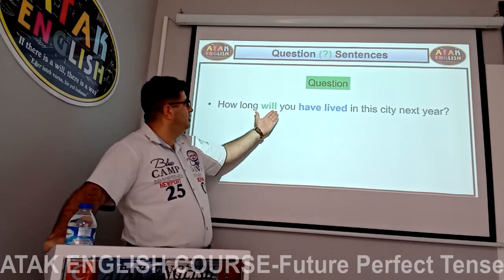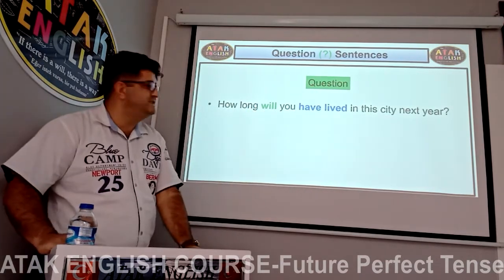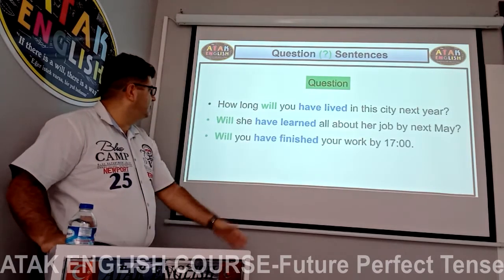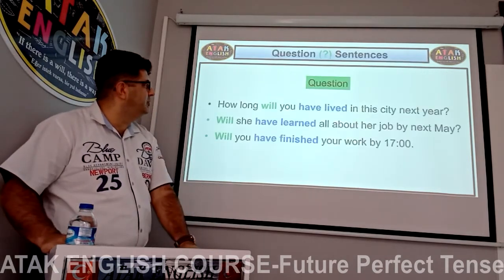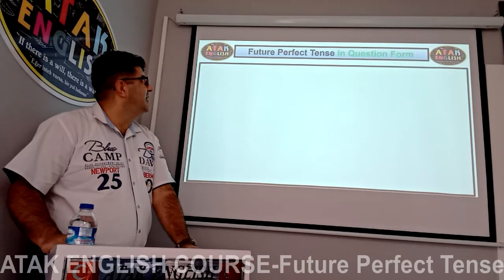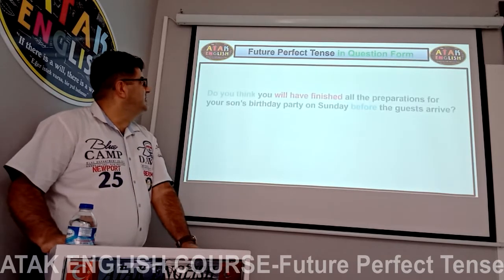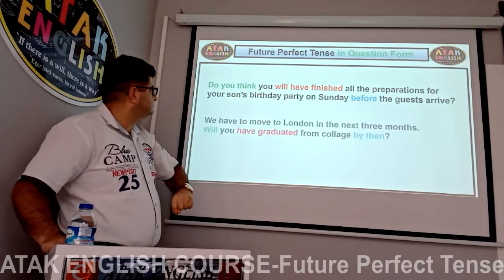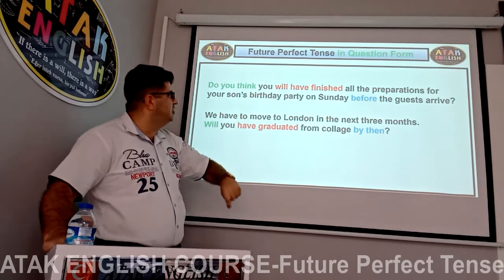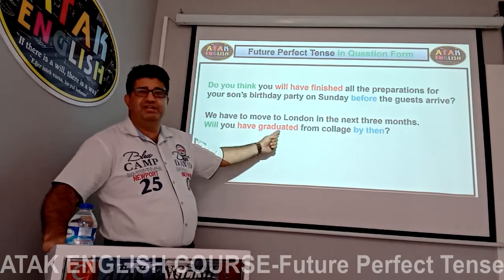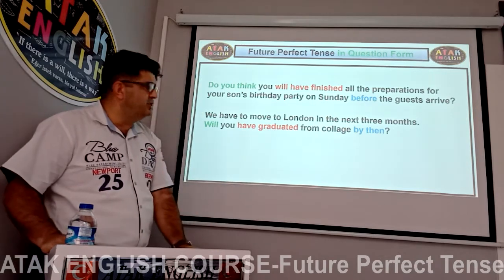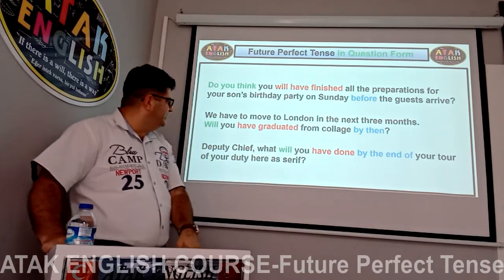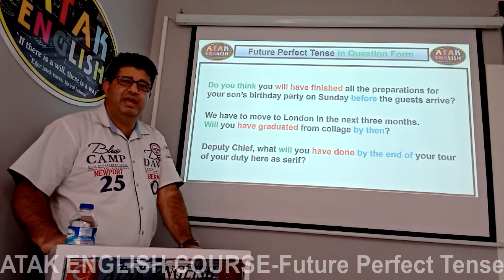Basically, we pull the helping word towards the front of the sentence. Will she have learned all about her job next May, or will you have finished your work by 1700? Okay, in question form, you can say, do you think you will have finished? Or we have to move to London in the next 3 months. Will you have graduated from college by then? Deputy Chief, what will you have done by the end of your tour of duty here as Sheriff?